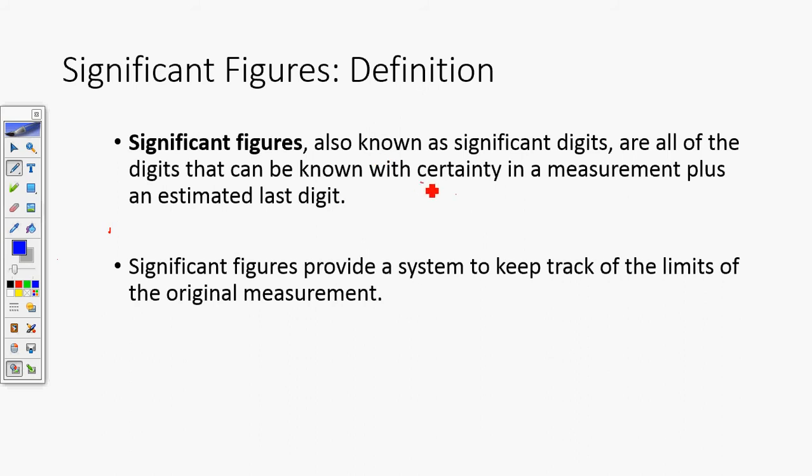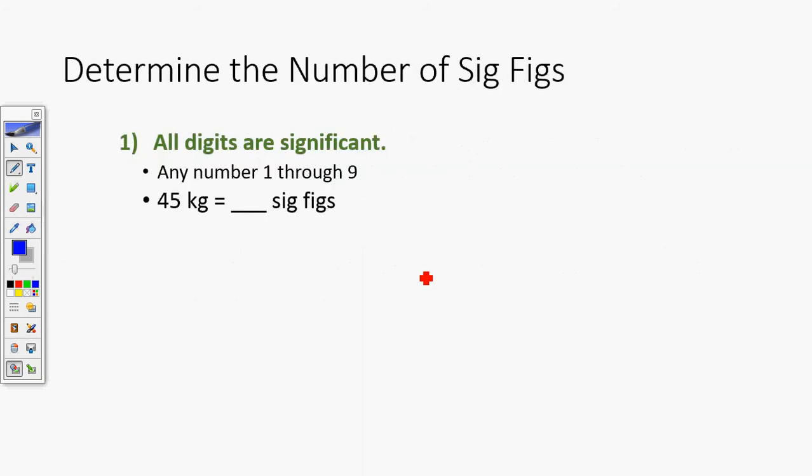For example, the precision of the instrument that I was using allowed me to know those digits, plus an estimated last digit. We'll talk about that some more as we learn how to read a meniscus, for example, on a graduated cylinder. Significant figures provide a system to keep track of the limits of the original measurement. So what we're going to do in this lesson is talk about this system, or set of rules, that will allow us to keep track of our measurements and the amount of precision in them.